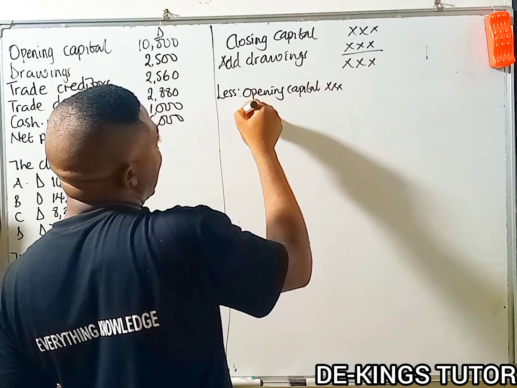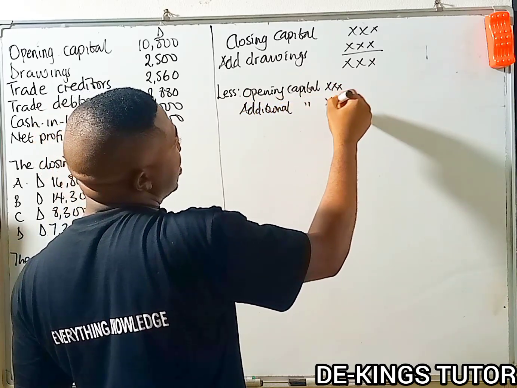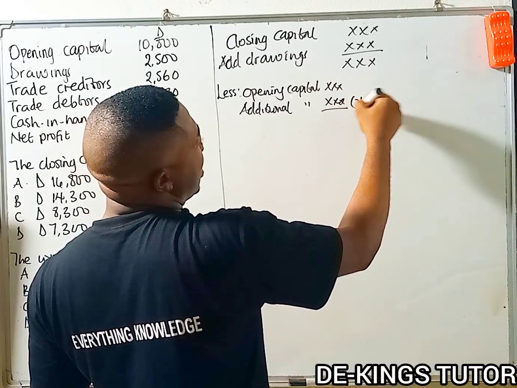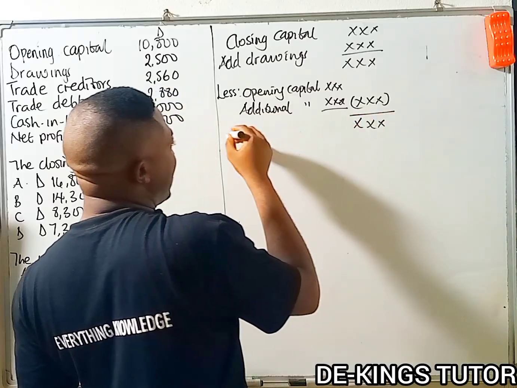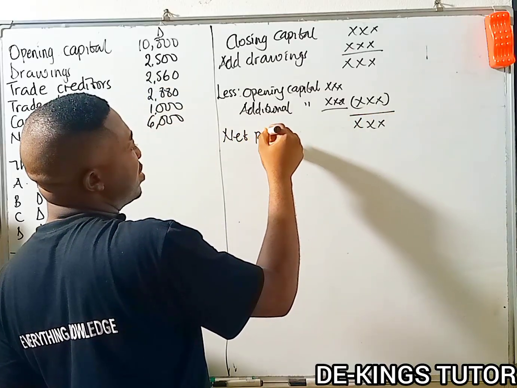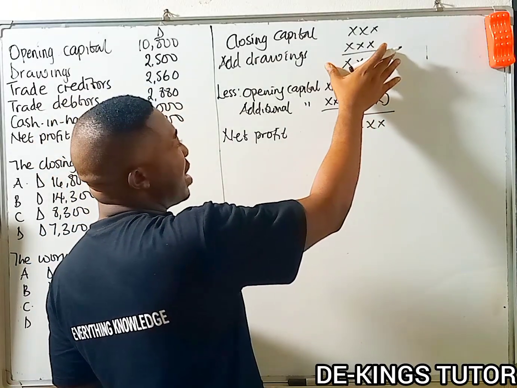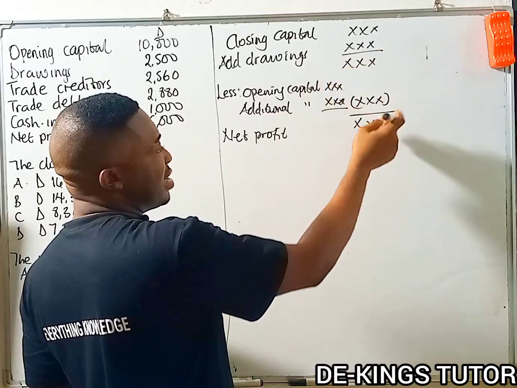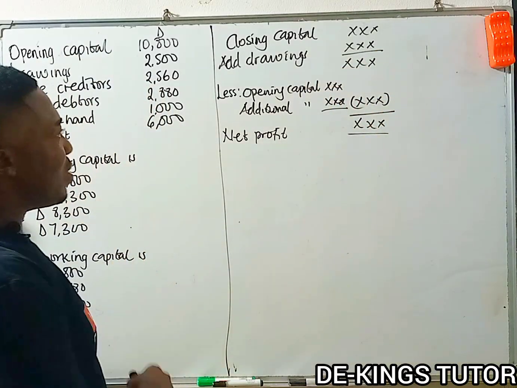We add it with additional capital. Now, whatever you have here after adding, you now less it from what we have here. So the value you have here will now give us a net profit or loss. And it is net profit if this closing capital value is higher than this. It is net loss if this is less than this. Okay. Now, let's put this together with our closing capital.